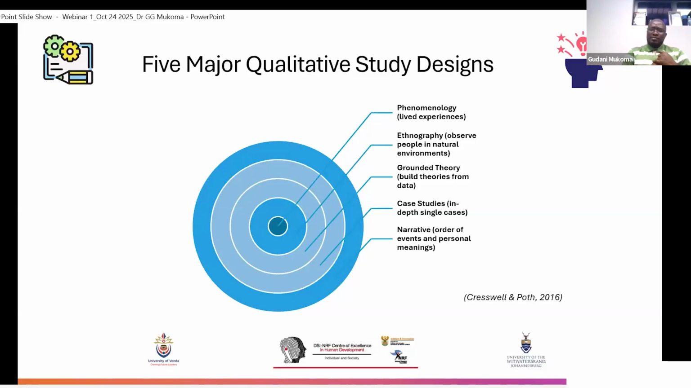And the last design I want to talk about is the narrative research design. This is quite important to know, because here the researcher collects and analyzes stories from participants to understand how they interpret their experiences. So this is a design that will allow you to capture various stories from individuals.